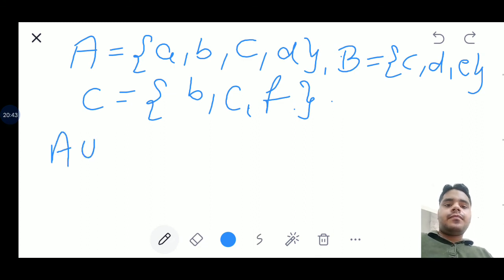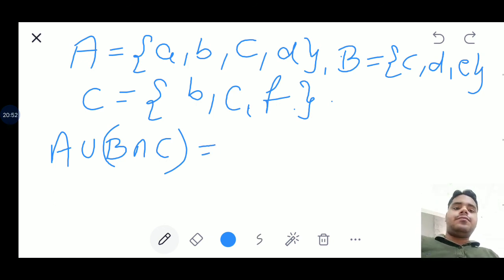A union B intersection C. You have to find this value. B union A union B intersection C. So first of all, for this we need this to be solved.